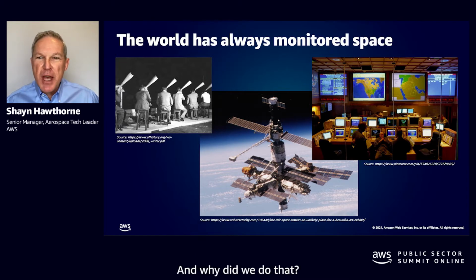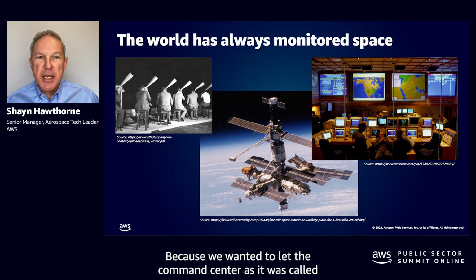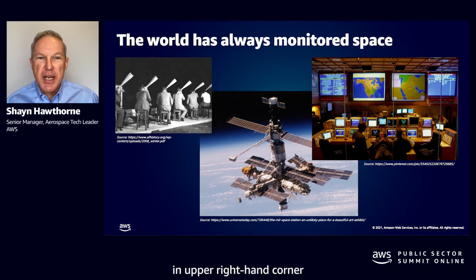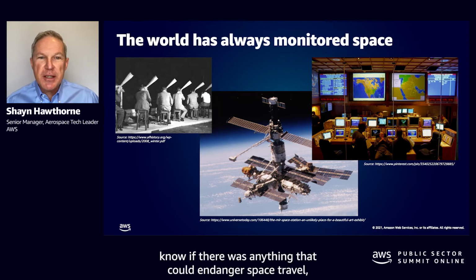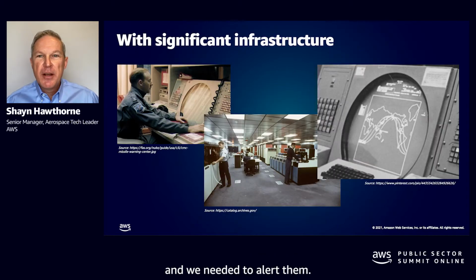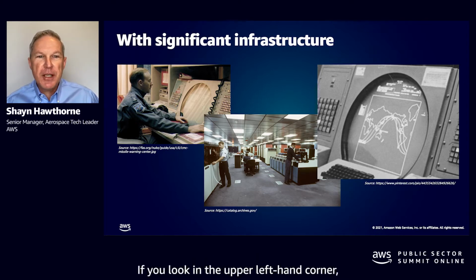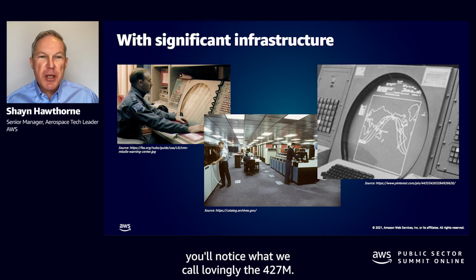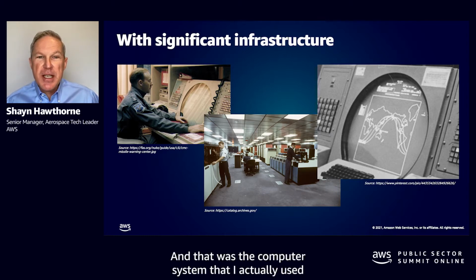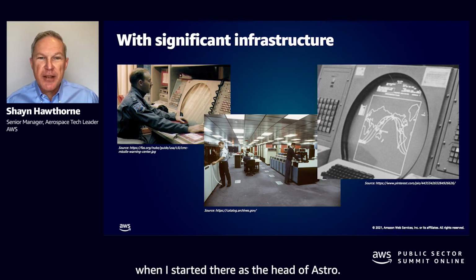And why did we do that? Because we wanted to let the command center, as it was called, in the upper right-hand corner, know if there was anything that could endanger space travel, and we needed to alert them. But the funny thing was we did that with significant infrastructure. If you look in the upper left-hand corner, you'll notice what we called lovingly the 427M. And that was the computer system that I actually used when I started there as the head of Astro.